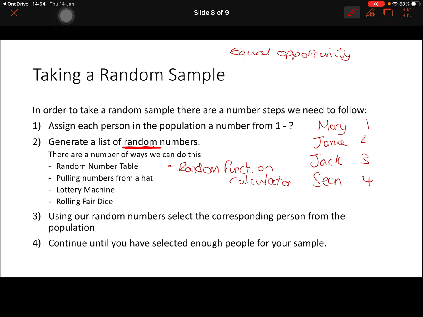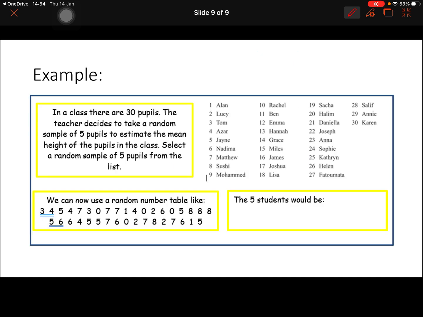Okay, now I'm going to give you an example of how we do this, and then we'll get you to have a go at some. So here's our example. In a class, there are 30 people. The teacher decides to take a random sample of 5 pupils to estimate the mean height of the pupils in the class. Select a random sample of 5 from the list.